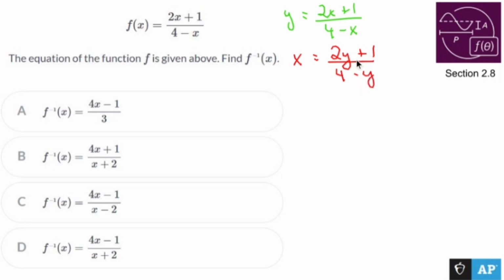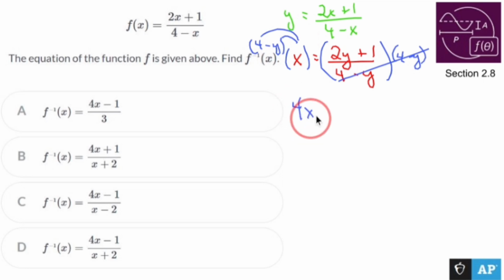Now you solve for your new y. Remember, when you have inverses, you flip-flop the x and the y. So in order for me to solve for my new y, I'm going to multiply both sides, and it's going to look kind of sloppy, by 4 minus y, and that allows me to cross that out. So distributive property, I have 4x minus yx equals 2y plus 1.